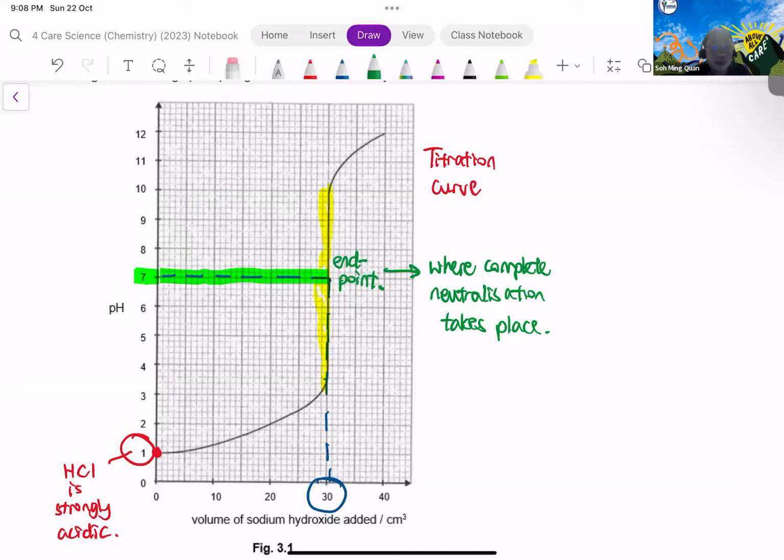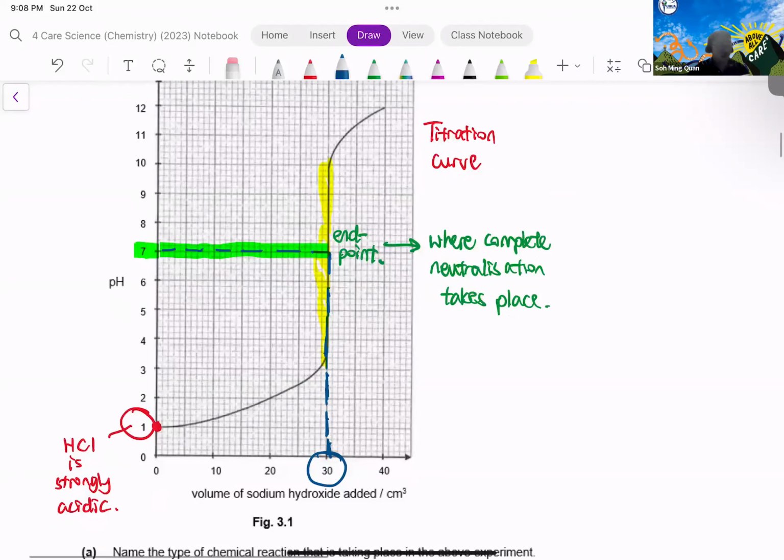Now, to work out the volume of NaOH needed for neutralization, we basically work out where this massive rise in pH is. We trace this massive rise in pH down to the x-axis. So this is what I'm doing now. You can see me doing this. We trace it down and we realize that it's 30 cm³ of NaOH. So 30 cm³ of NaOH is needed in order to neutralize the HCl solution that you have.